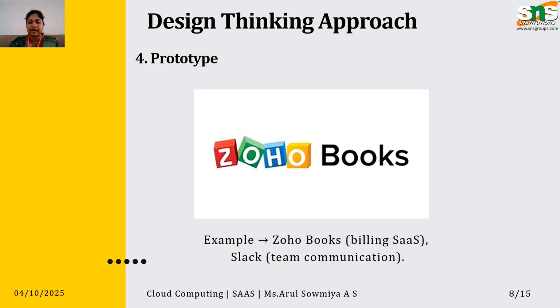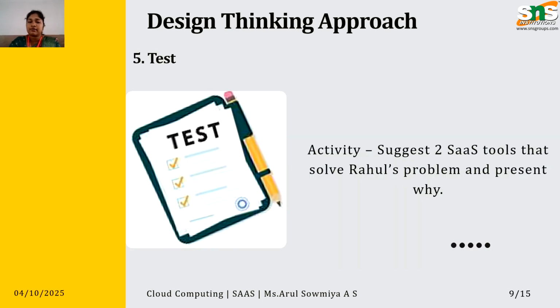So the next one is Slack. That means team communication. We can communicate through the team members, and we process the limitation process. So the next and final one is test. Finally, after completing all the four phases, we want to test the process.